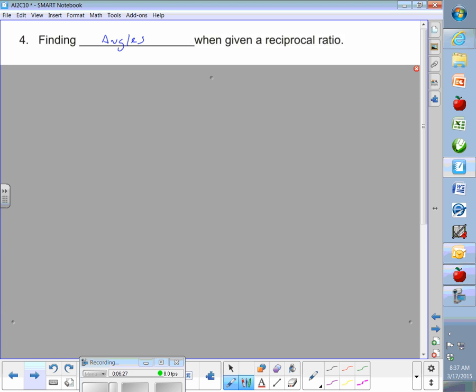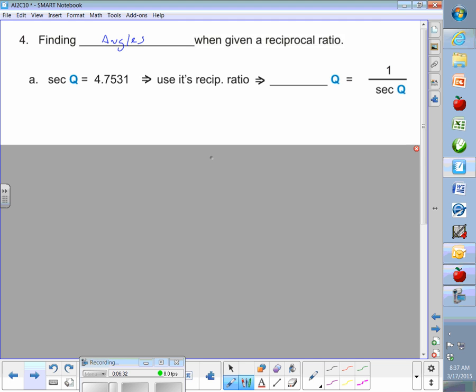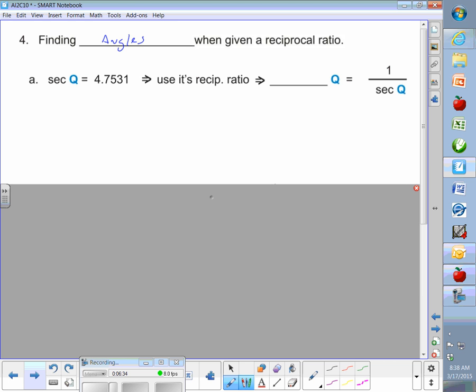All right, so let's first off deal with finding angles when given a reciprocal ratio. All right, so just try to follow along. Make your notes clear so that you can go back and look at your notes and try to figure out what to do in this kind of a situation. When you're looking to find angles, you've got to start off with the reciprocal ratio. So here in this problem, they told me I need to find the secant of angle Q. So I'm immediately thinking, what is the reciprocal ratio for the secant?